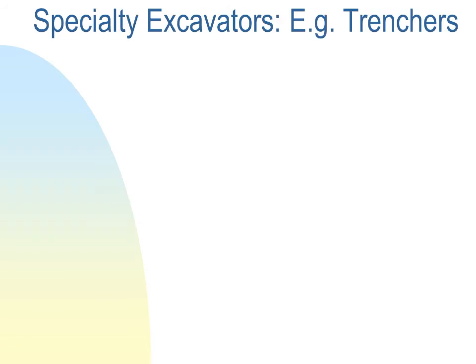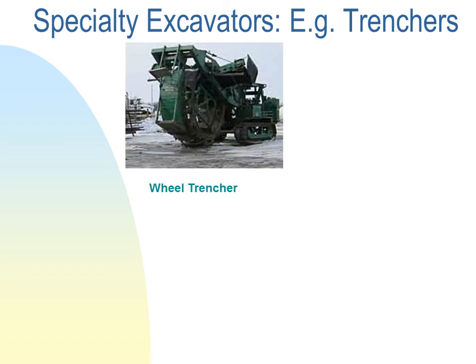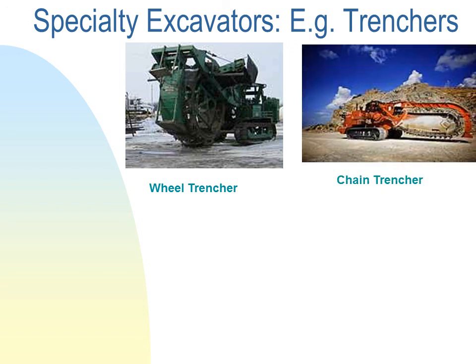So now we could move on to specialty excavators. Specialty excavators, for example, are trenchers. This is the most common specialty excavator. You have what you call the wheel trencher. This is very similar to the water wheel, actually. So this cuts into the soil by these edges, and then it moves the spoil up here, and a conveyor belt transfers it to the back. Very similar to it is the chain trencher, which is very similar to a chainsaw, the electric saw.